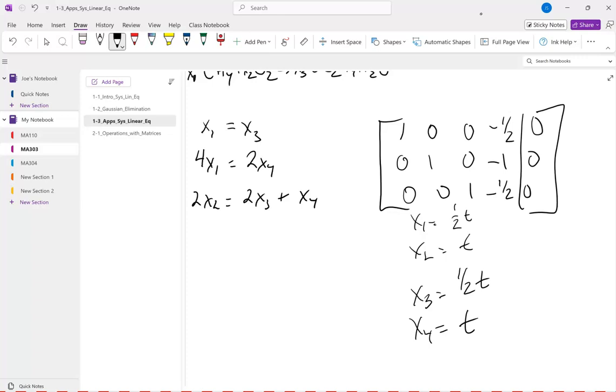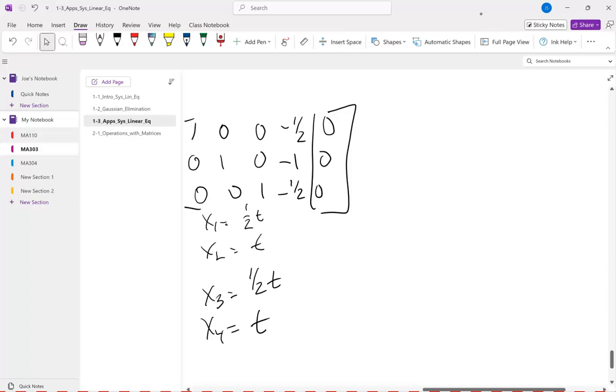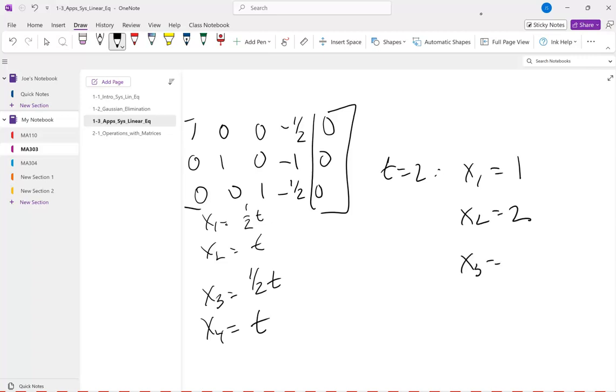We want a whole number of atoms when we're done, right? If I want a whole number of atoms when I'm done, I want to clear these. I can pick, remember, infinitely many solutions means I can pick whatever I want for t. If I want a whole number of atoms, I want to plug something in for t that's going to cancel out your fractions, make your whole numbers. What should I plug in for t to make the 1/2s go away? 2, yeah. So, using t equal to 2, we get x1 is 1, x2 is 2, x3 is 1, and x4 is 2.